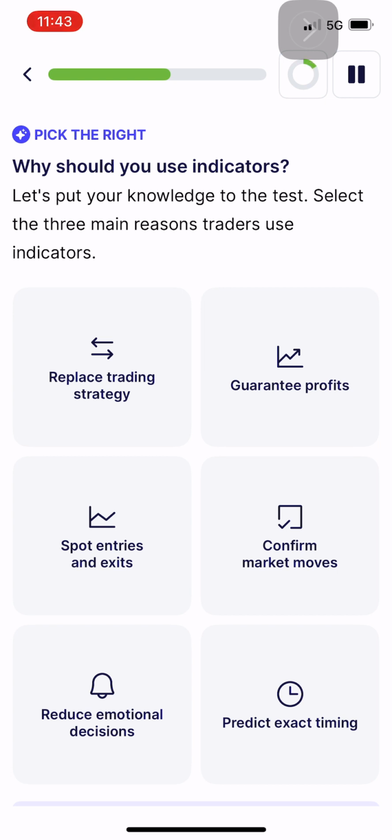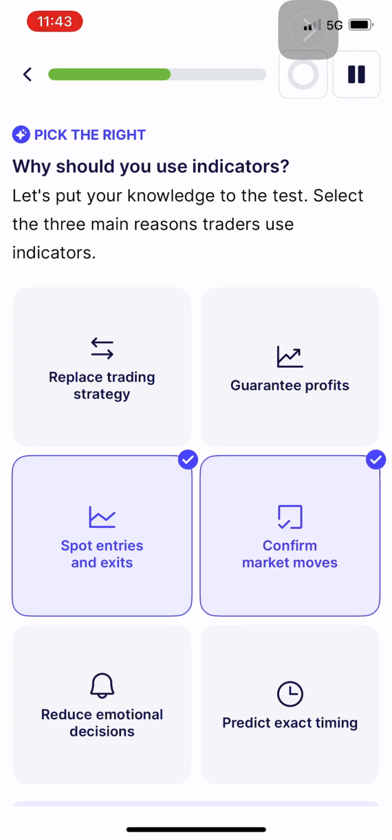Knowledge check. Why should you use indicators? Let's put your knowledge to the test. Select the 3 main reasons traders use indicators.